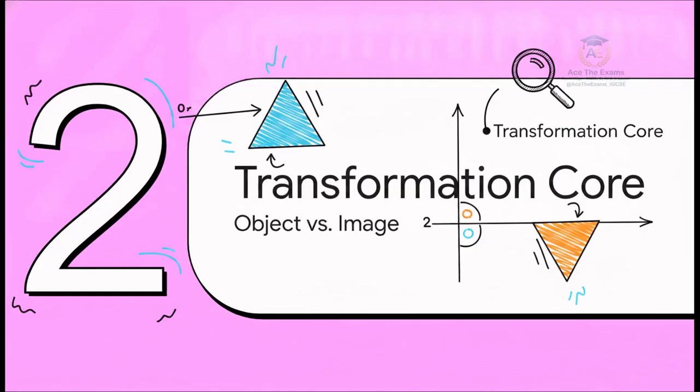Moving on to Section 2, the transformation core, object versus image. Let's lay down the central anchor of all these mathematical movements. When something undergoes a transformation, it's changing its position or its shape. Your starting point, the original shape, is always called the object. Its new position or new shape after the move is known as the image, object versus image. If you want full marks, this is the foundational vocabulary you have to use.